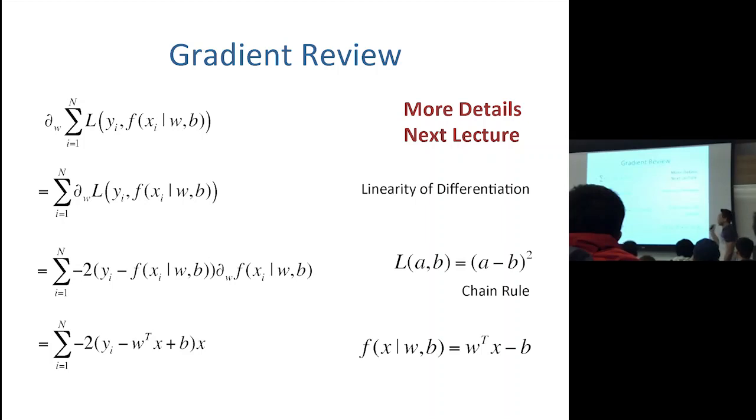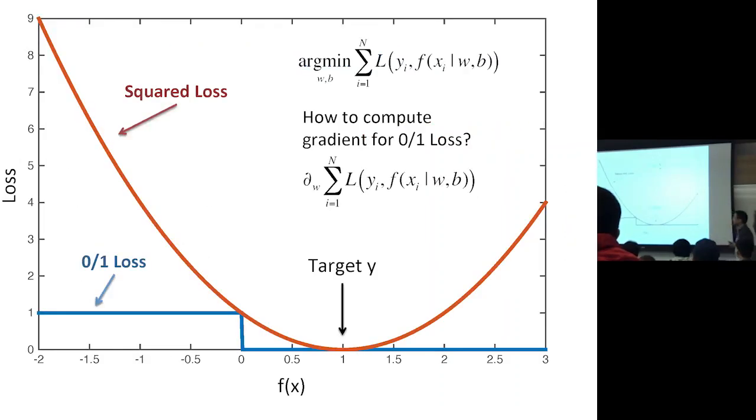Okay, so more details about this. Now this is the optimization problem. We want to minimize some loss function with respect to the model parameters on our training set, right? Squared loss, I computed the gradient, no big deal. It's a differentiable function. How do you actually compute the gradient for 0, 1 loss?